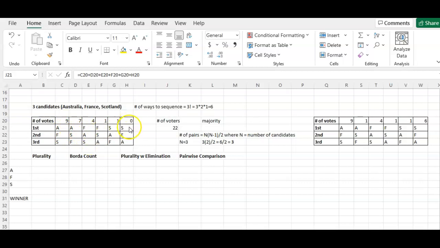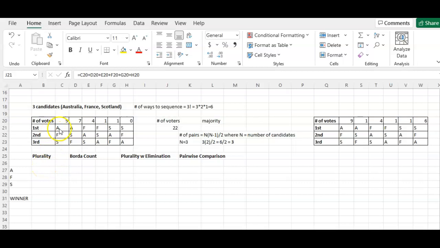As you can see here, Scotland, France, Australia, that order received 0 votes. So we can show it this way with 0 votes, or we could not show this column at all. Either way, but I'm going to leave it here just for clarity so that we can see the 6 sequences. And we're going to determine the first place winner using each of the different voting methods.